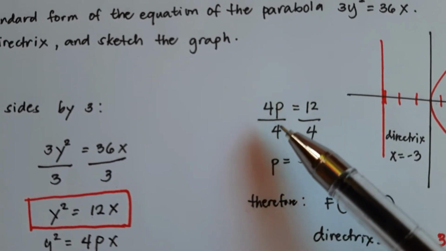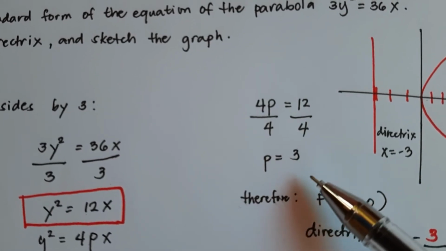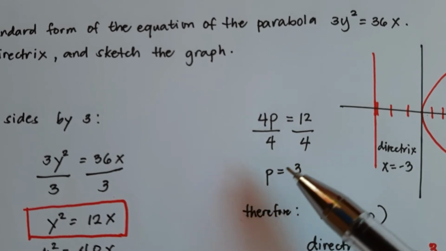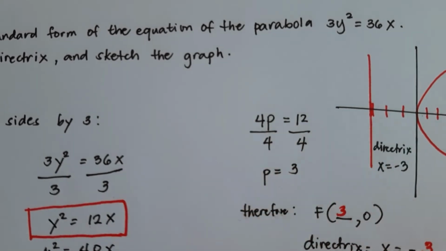Okay. So, 4 divided by 4 is 1. P is equal to 12 divided by 4, which is equal to 3. So, therefore, the value of your P is 3. So, from that, makukuha na natin ang focus.